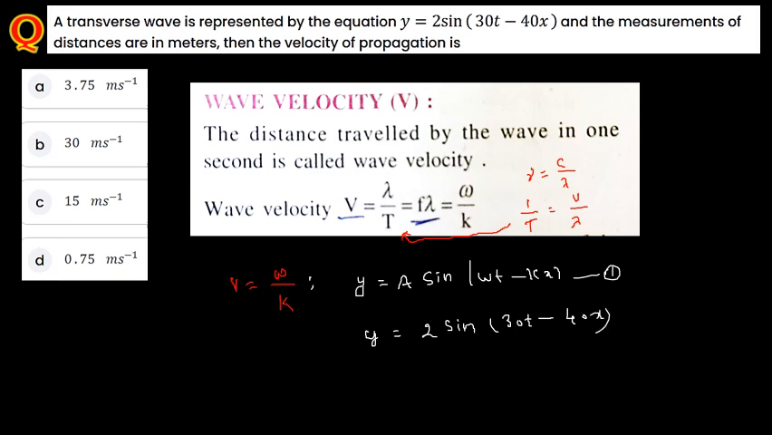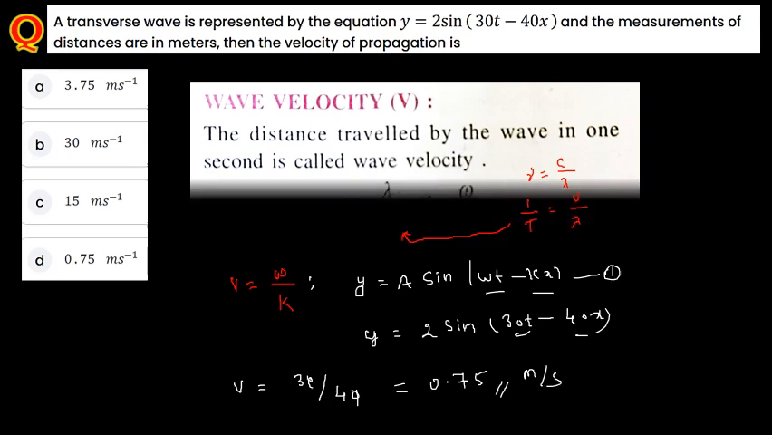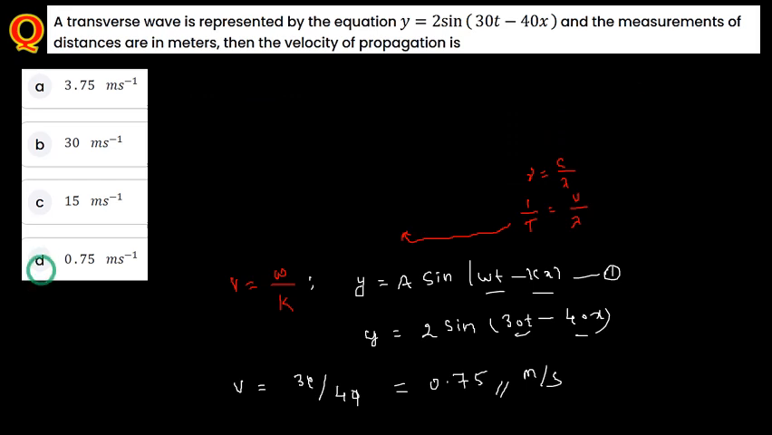From this one, we already know the formula, w is the omega value. From this one, omega here is 30 and the k value here is 40. So omega is 30 divided by 40. The 0 and 0 will be cancelled, so that is 3 divided by 4, that is 0.75. So the wave velocity here is 0.75 meter per second. So the answer in this case.